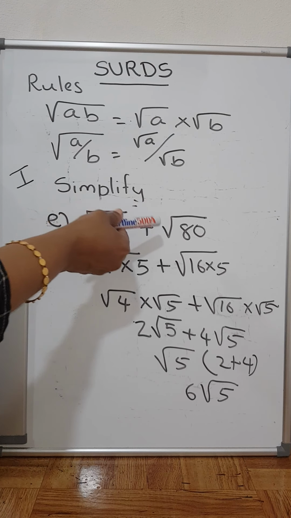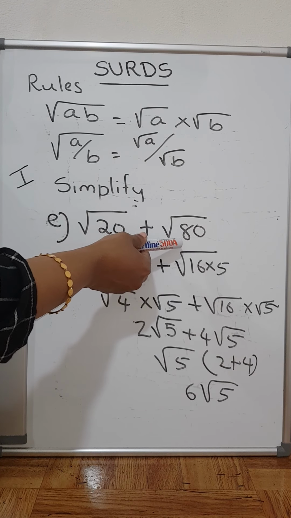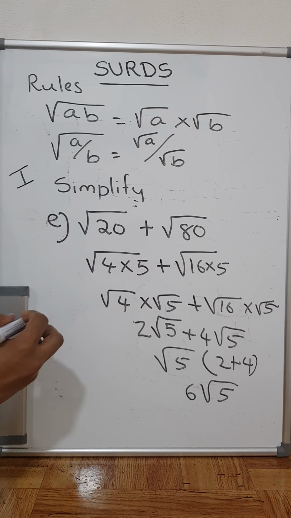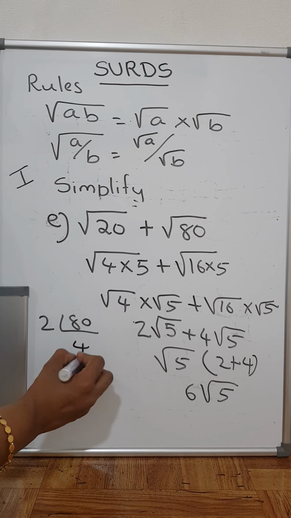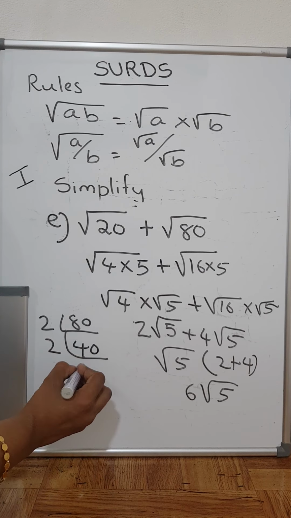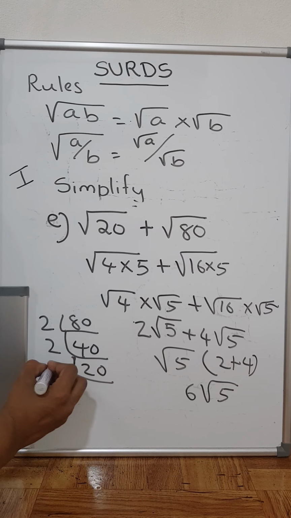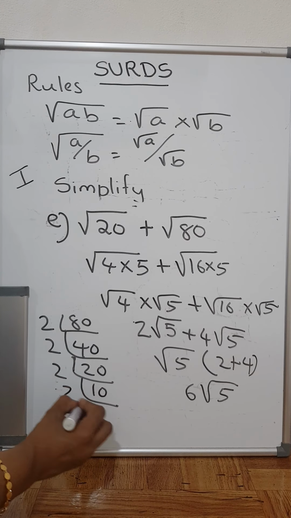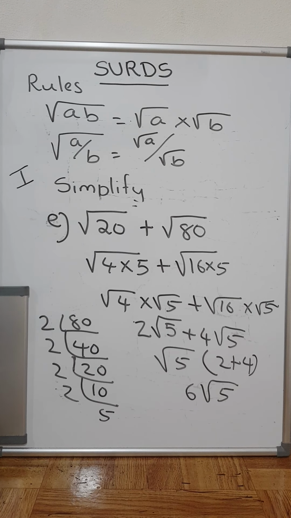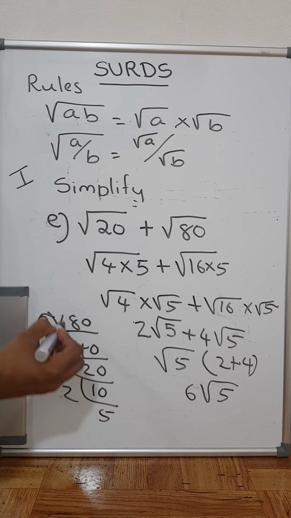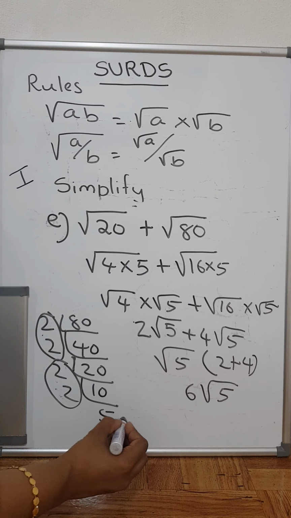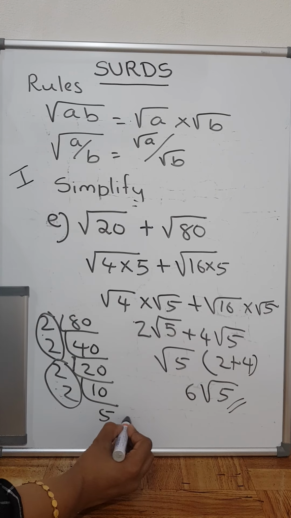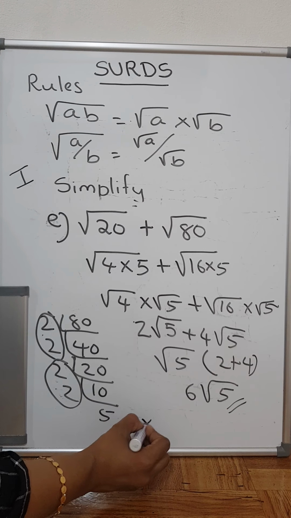Now you see, if you cannot find the perfect square factor for 80, you can try the other method we learned. 80 divided by 2, 40 divided by 2, 20 divided by 2, divided by 2, 5. Make pairs. Possible pairs are 2 pairs of 2's. From each pair take one member. From this pair take one member, that is 2. From this pair take one member, that is another 2.